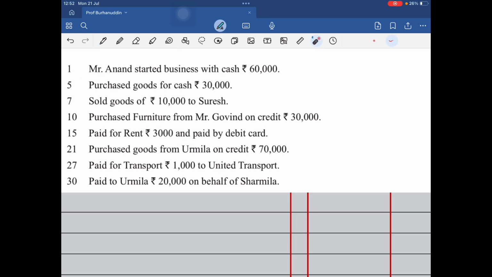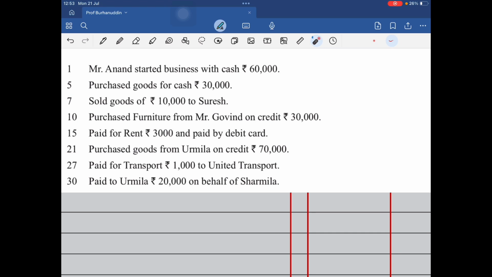Bacha, quickly. Paid rent 3,000 and paid it by debit card. Lovely. Now see, Prakash, debit card, whenever you swipe the debit card, the amount goes from your bank. So if the amount is going out from your bank, the bank account is credit. That is very easy for us to understand.